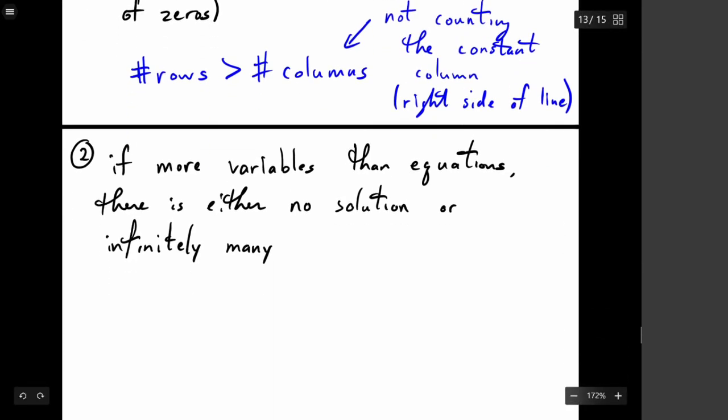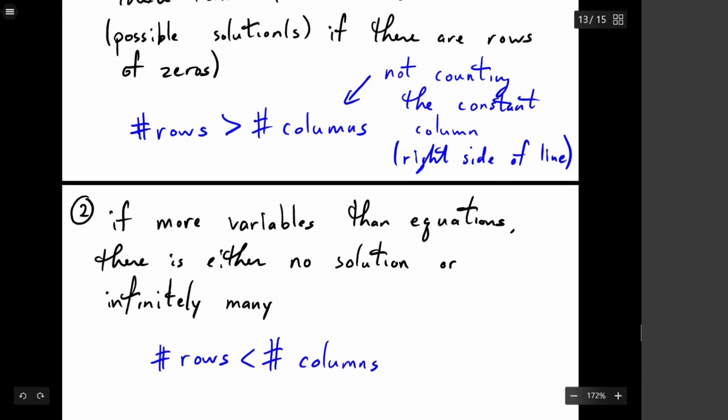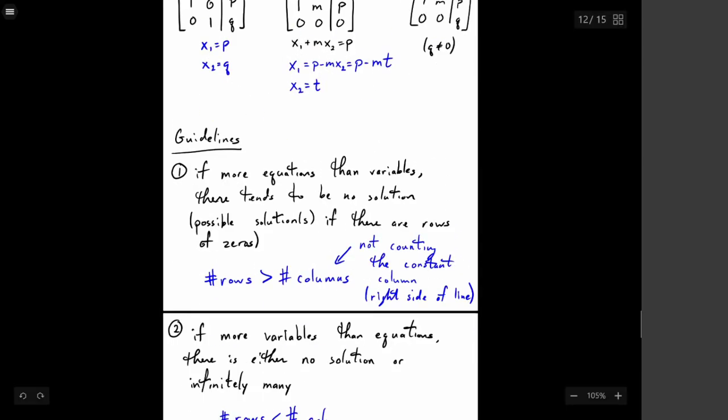This one over here is the number of rows being less than the number of columns. And again, same deal, not counting the last column, right? The constant column. So that's some general rules on how many solutions there are and what your solutions look like.